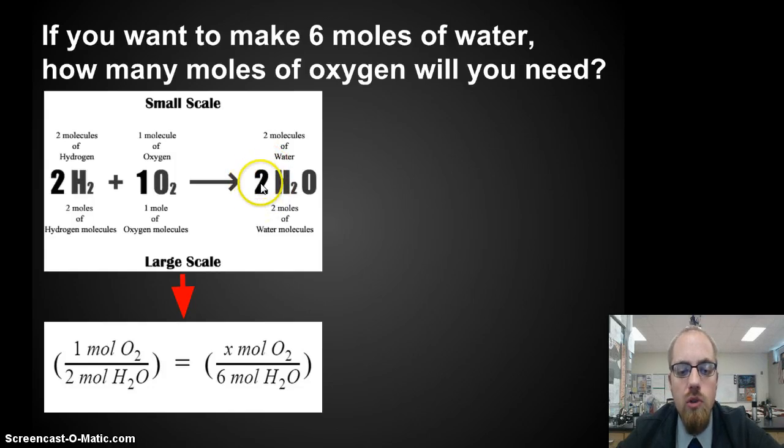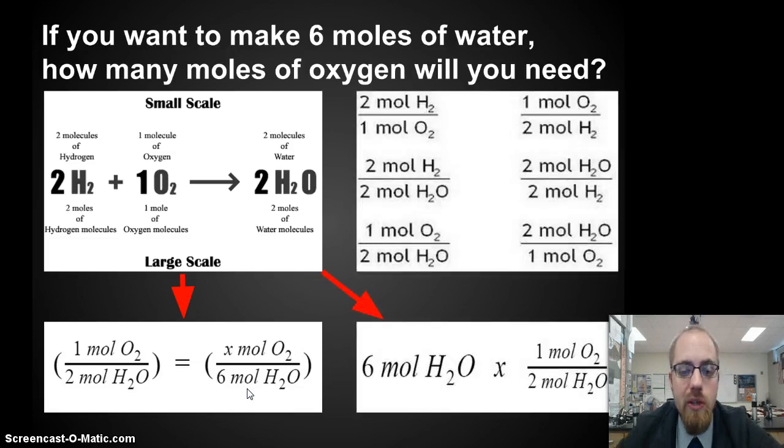You know that 2 moles of water require 1 mole of oxygen. So we can scale that up. We can say 1 mole of oxygen creates 2 moles of water. So then how many moles of oxygen will we need to produce 6 moles of water? And here you can do your favorite strategy to cross multiply, or you can think about this like a series of ratios, of conversion factors.